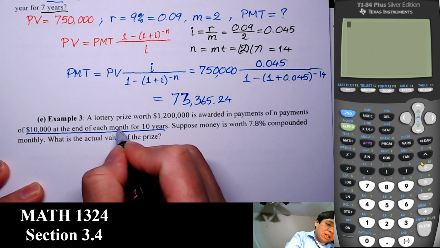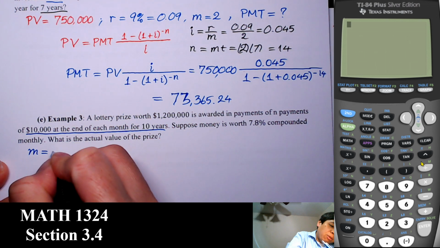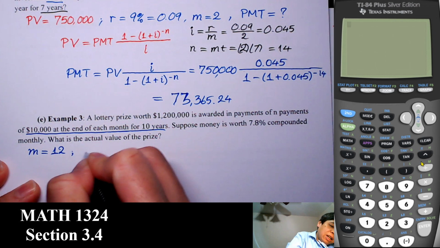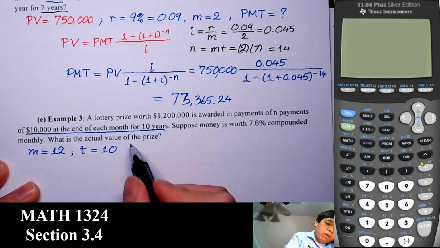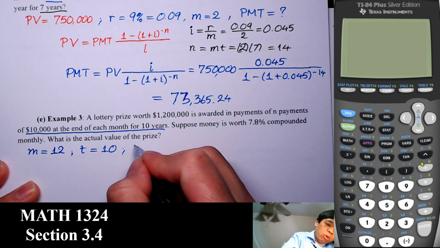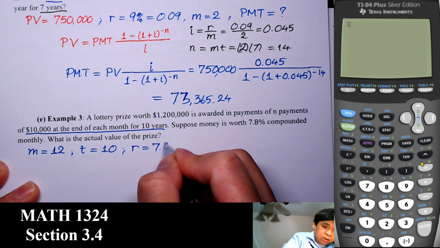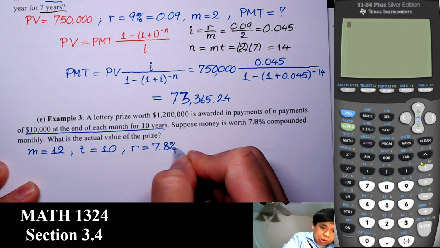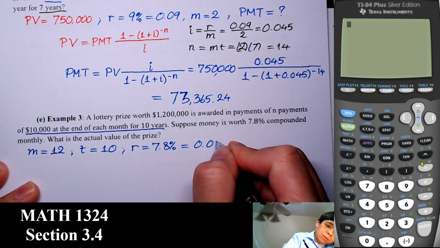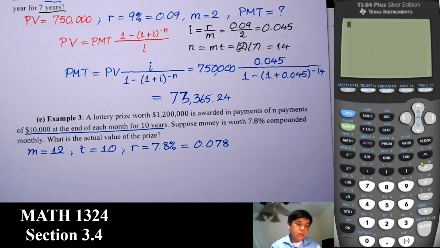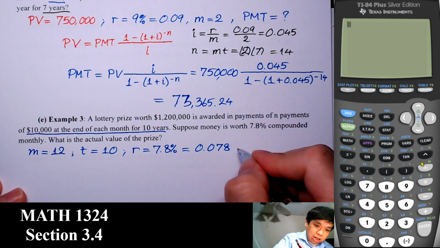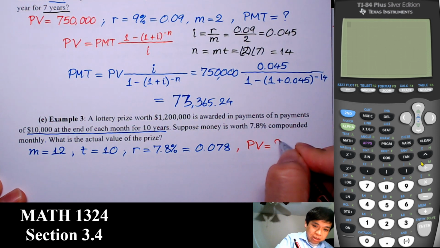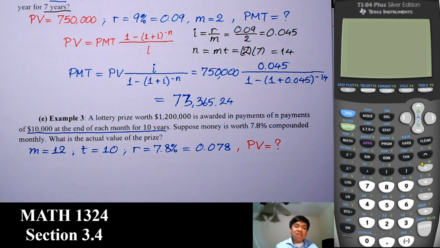So each month, m is 12 for monthly, t is 10 for 10 years, and the rate is 7.8%. And what is the actual value? The actual value that you win now is to be determined. You'll find out it's going to be a lot less than $1.2 million here.